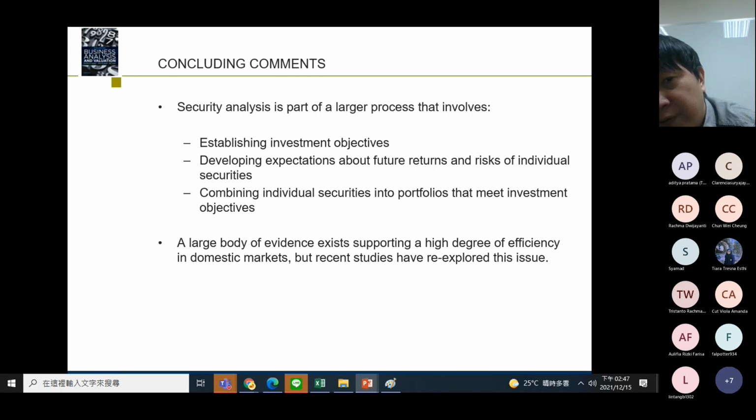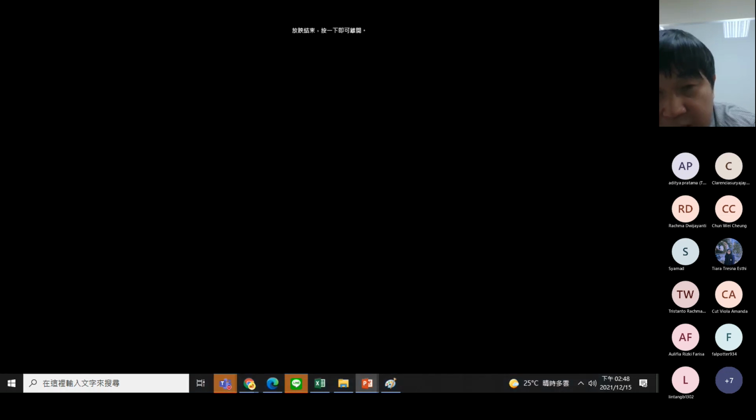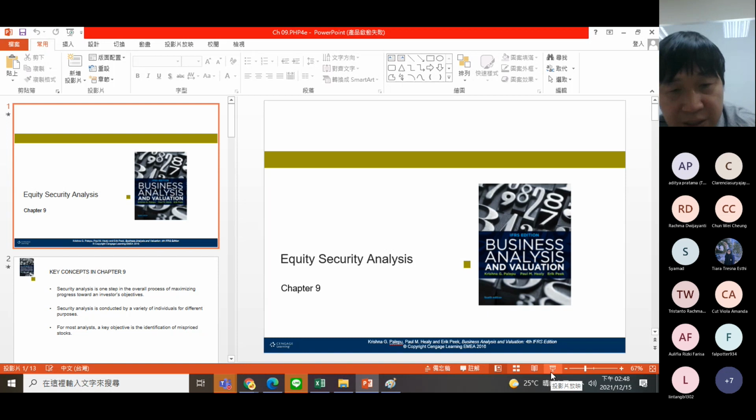Security analysis is part of a larger process that involves establishing investment objectives, developing expectations about future return and the risk of individual securities, and combining individual securities into a portfolio that meets investment objectives. A large body of evidence exists supporting a high degree of efficiency in domestic markets, but recent studies have explored the issues. This is our Chapter 9.